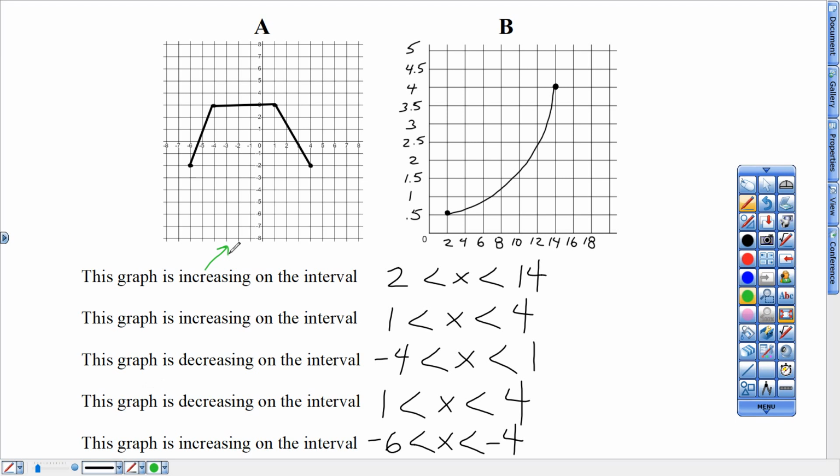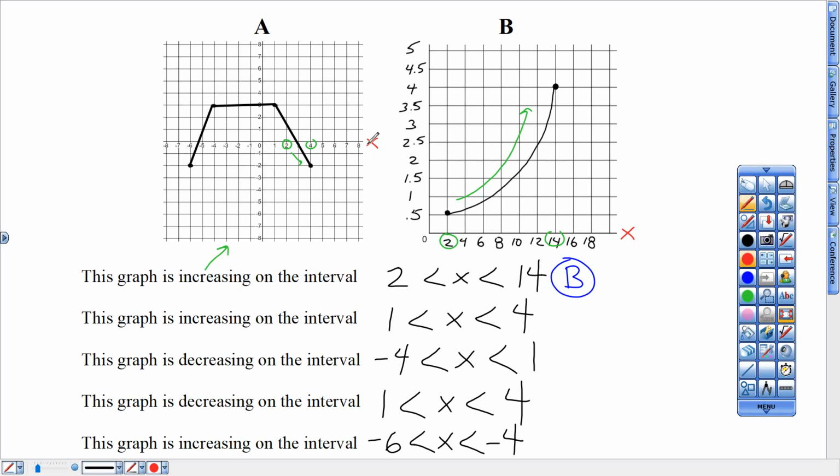If I look at this one from 2 to 4, this guy is going downhill, so it's not applying to A. But if you look at this guy right here, from 2 to 14, clearly going uphill right there. So that means that applies to B. That's going uphill from left to right, from 2 to 14 on the x-axis. Again, measuring intervals always on that x-axis, not the y-axis.